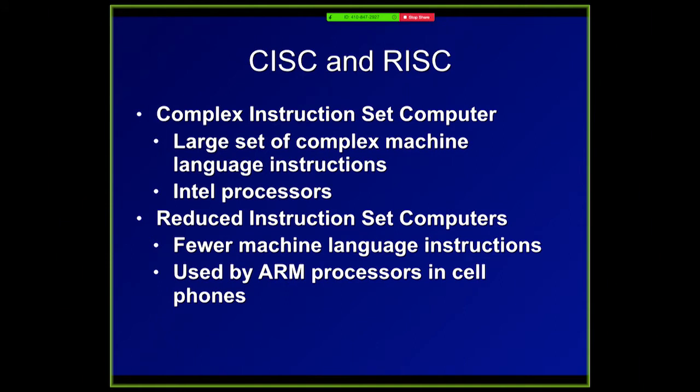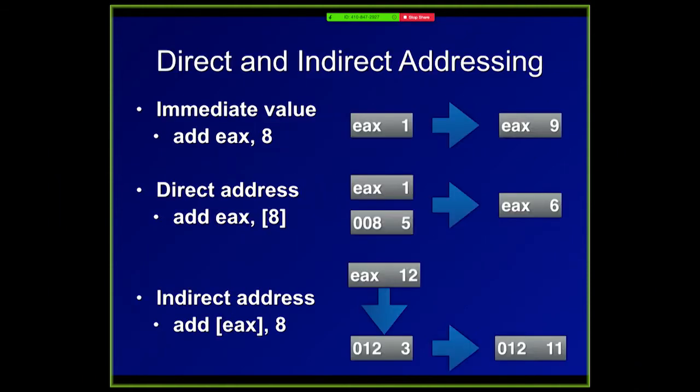All modern computers are CISC, complex instruction set. There are something like 10,000 assembly language instructions on the Intel processors. There used to be Motorola processors that were reduced instruction set computers, intending to have a smaller set and make it faster, but that did not win in the marketplace, but now it has come back for cell phones. ARMs are RISC processors.